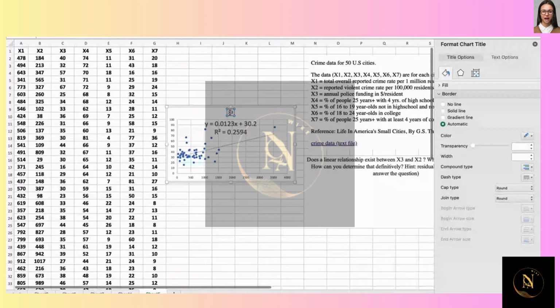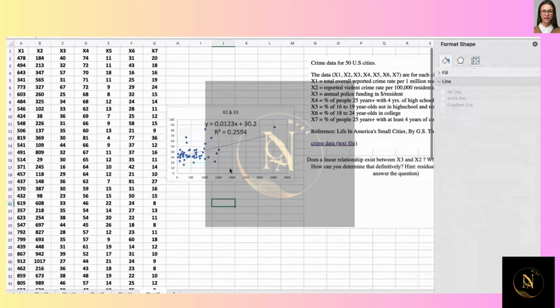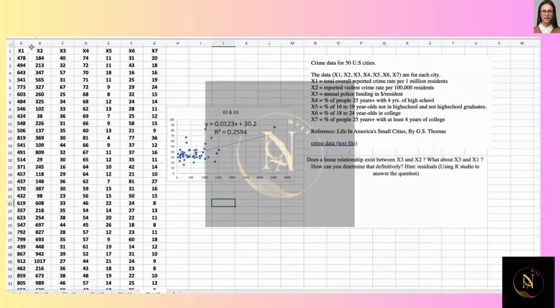And this is X2 and X3. X2 is your x-axis and X3 is your y-axis. Then it wants to know if a linear relationship exists between X3 and X1.